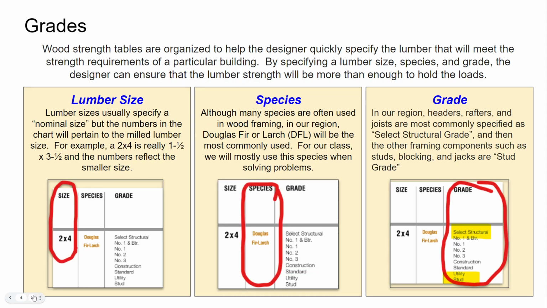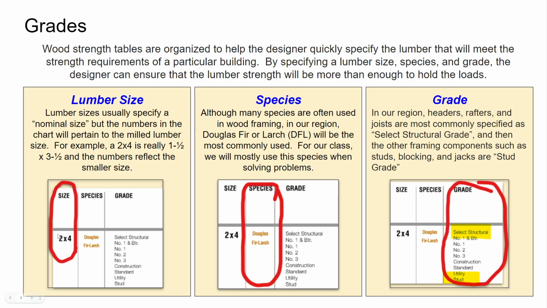So different species and different sizes and different grades can all handle a different amount of stress. So our strength tables are organized by that: size, species, and grade. And the whole goal is so the designer can look it up to see if the lumber strength will be more than enough to hold the load. So we have to know about lumber.